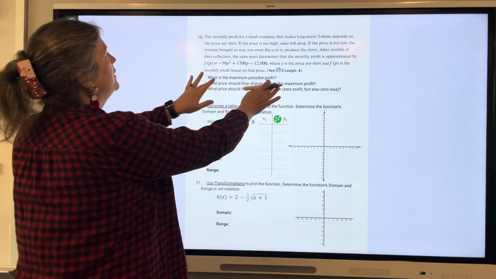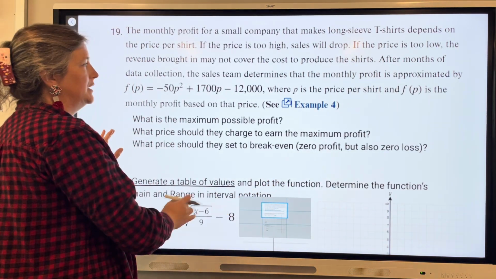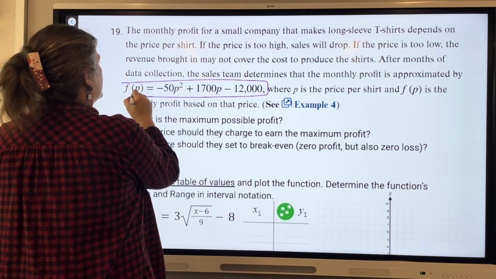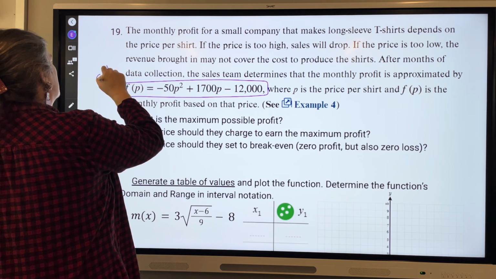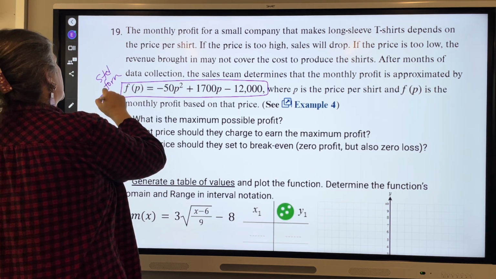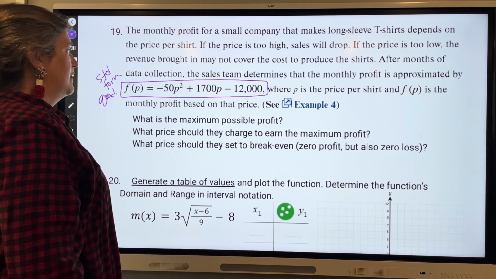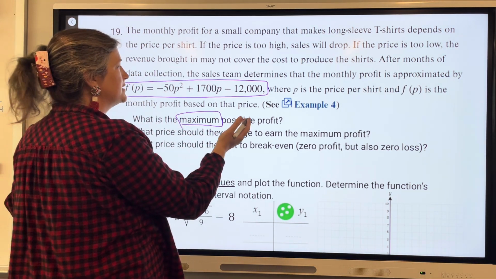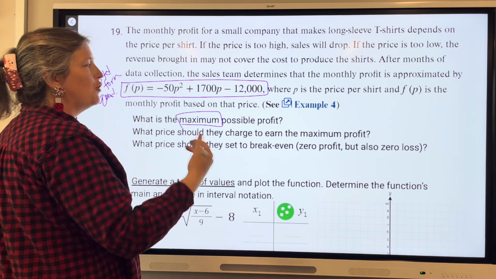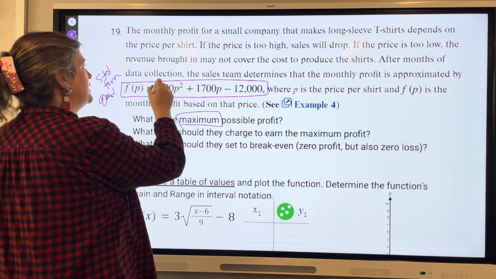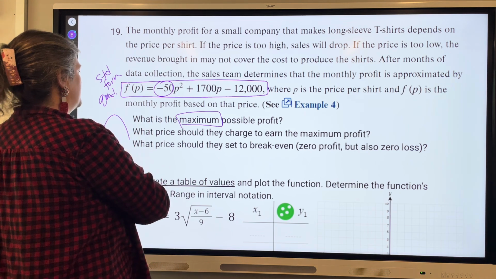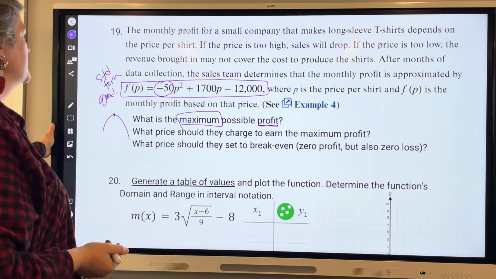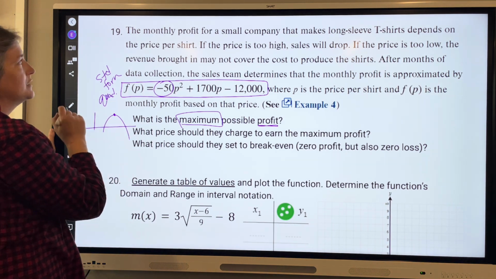Page 6 now has this really wordy problem. I'm not going to read it out loud. I'm going to identify the fact that it has a standard form quadratic. And then I'm going to say, what's the maximum possible? Maximum possible will be the vertex, but only if it's opening down. Is it opening down? Yes, it's opening down. So the maximum profit, now I need to know if profit is my x or my y. I'm assuming it's my y.